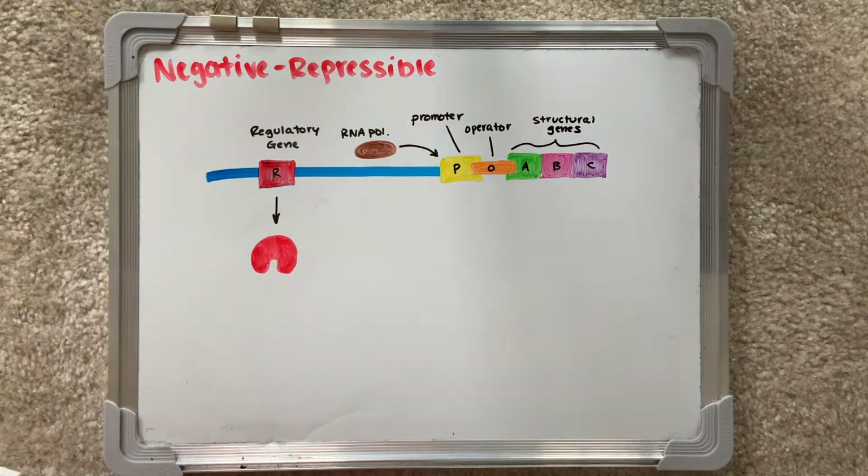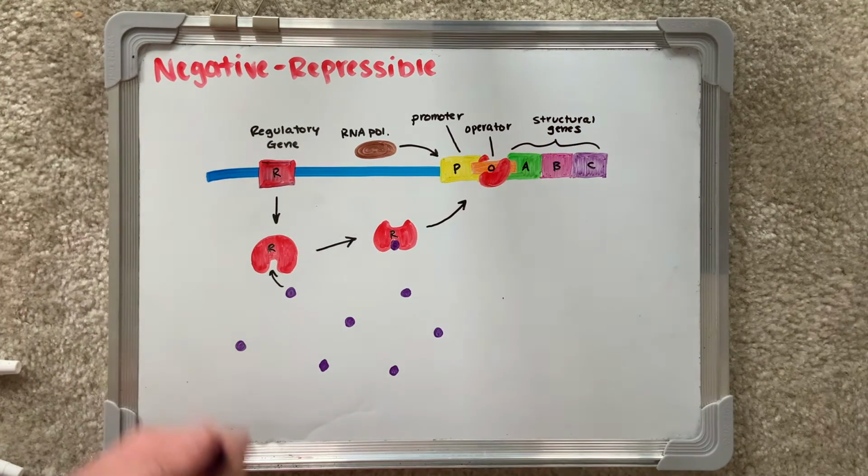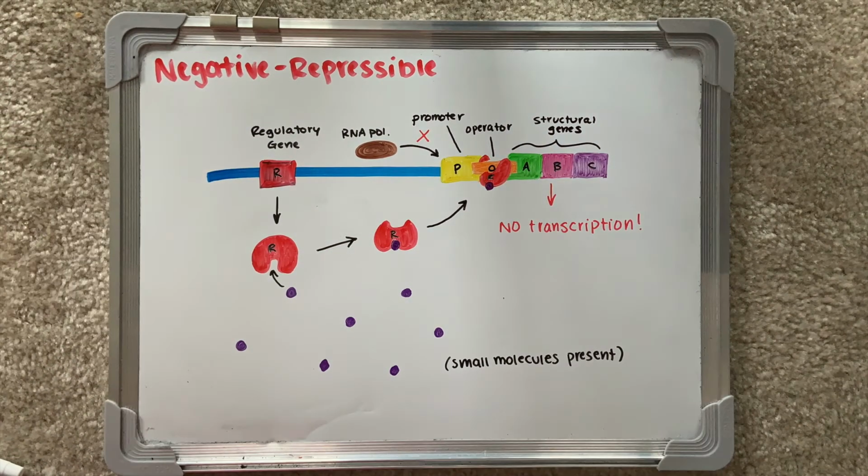If the small molecule is present, though, they will bind to the repressor protein, causing a conformational change in its shape. Now, the repressor can bind to the operator, creating a blockage on the DNA. The RNA polymerase can no longer bind to the promoter, and transcription will not proceed.